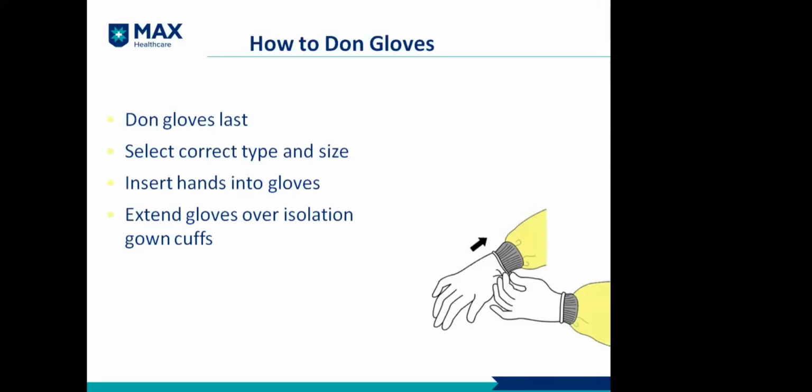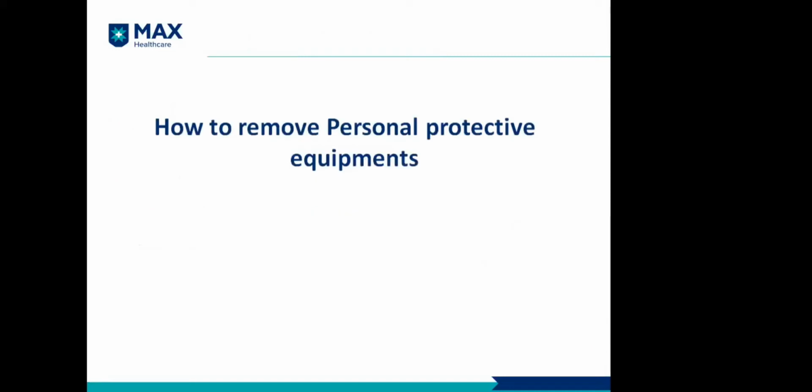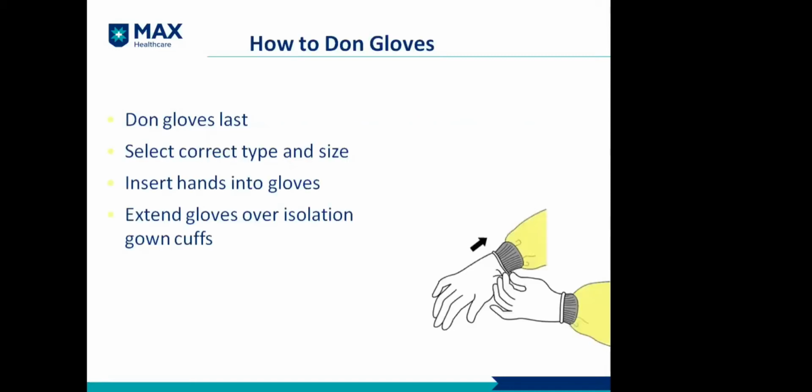So you insert hands into gloves. What you do is usually make a balloon out of it and then try to insert one finger at a time. After you wear the first glove, and after wearing both the gloves, you can extend your gloves over the isolation gown cuffs. That is the right way of wearing gloves. So this is how you should do it.